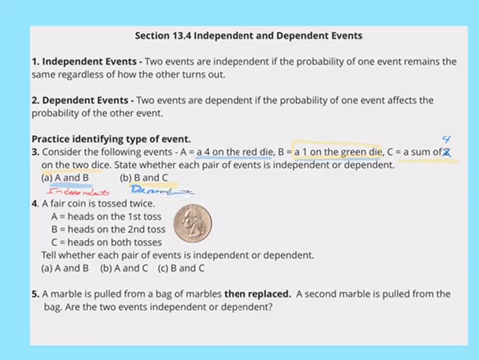Let's look at another example. So here we're looking at a fair coin is tossed twice. A is heads on the first toss, B is heads on the second toss, and C is heads on both tosses. So if I look at the pair of events, I'm going to take a look at A and B. So on my first toss I got heads, that's a 50% chance. B, my second toss, is a totally separate toss, I got a 50% chance. So what I toss on the first toss isn't going to affect what I toss on my second. So we would classify these as independent.